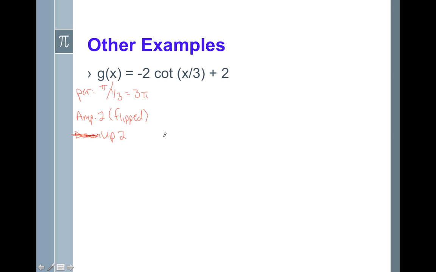Up 2. So my new center line is at y equals 2. So no phase shift, but I do have to go up 2. So creating my axes, I'm going to go a little bit up here. Now I'm going to go 1, 2, 3, 4 because I need to go up 2 and my amplitude is 2, so I better have at least 4 on here. And cotangent's not being shifted at all.